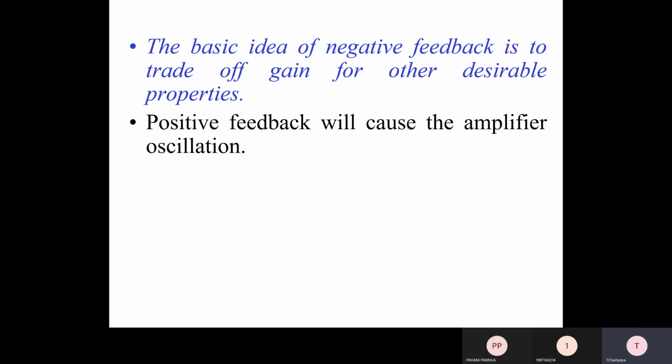The basic idea of negative feedback is to trade off gain for other desirable properties. And positive feedback will cause amplifier oscillations. See here, the feedback can be positive feedback as well as negative feedback. If it provides positive feedback, it will cause amplifier oscillation. The basic idea of negative feedback is a trade-off of gain for other desirable properties. With a negative feedback amplifier we get a stabilized gain, and with a positive feedback amplifier we get oscillations.